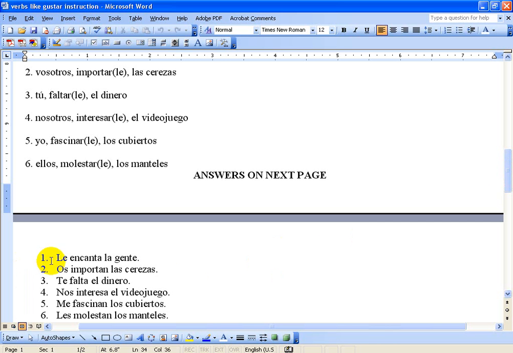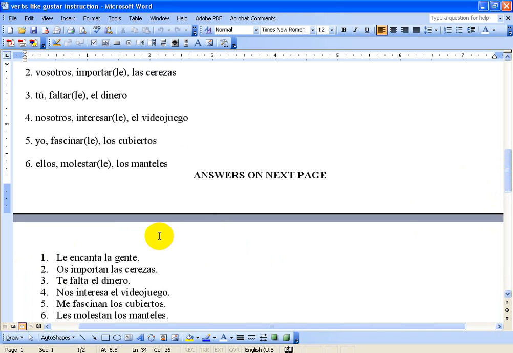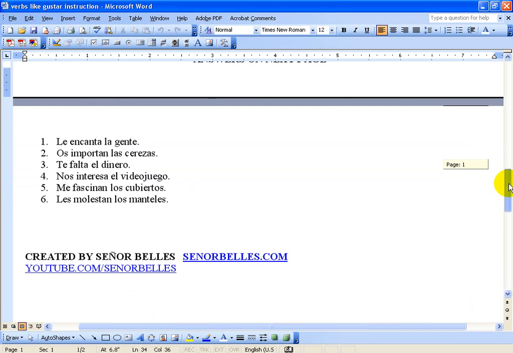If I wanted to, and it would not be wrong, I could put emphasis on who it is that I'm talking about. So like number 1, for example, says ella. So I could have said, "a ella le encanta la gente." For 2, I could have said, "a vosotros os importan las cerezas." 3, "a ti te falta el dinero." 4, "a nosotros nos interesa el videojuego." 5, "a mí me fascinan los cubiertos." And 6, "a ellos les molestan los manteles." So I could have done that. Either way, it is correct.